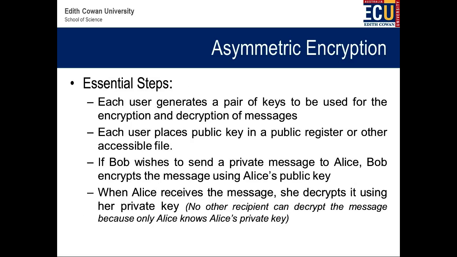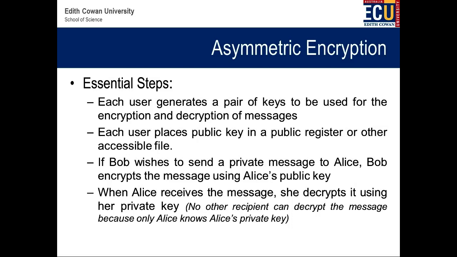So, what are the essential steps, or what is the scenario in asymmetric encryption? Each user generates a pair of keys, a public and a private key, to be used for encryption and decryption of messages. Each user places its public key in a public register or any other accessible file. If Bob wishes to send a private message to Alice, Bob encrypts the message using Alice's public key.